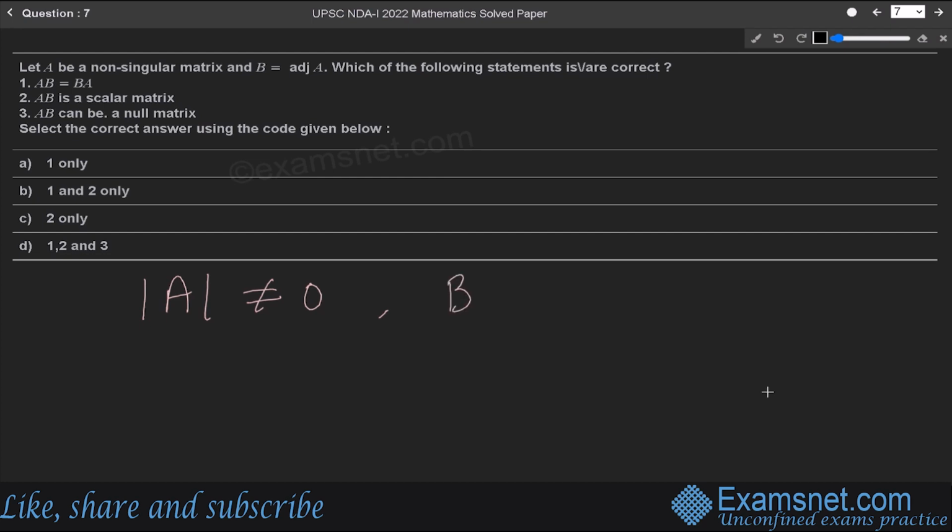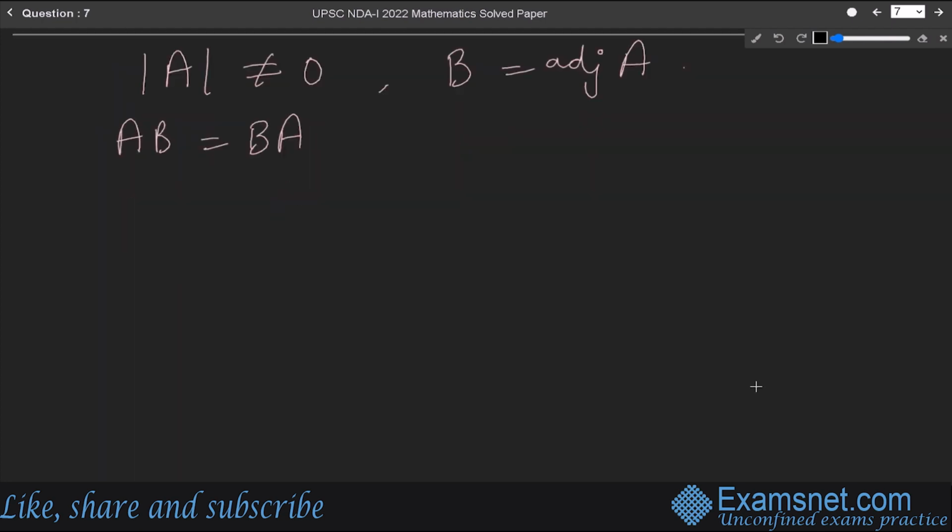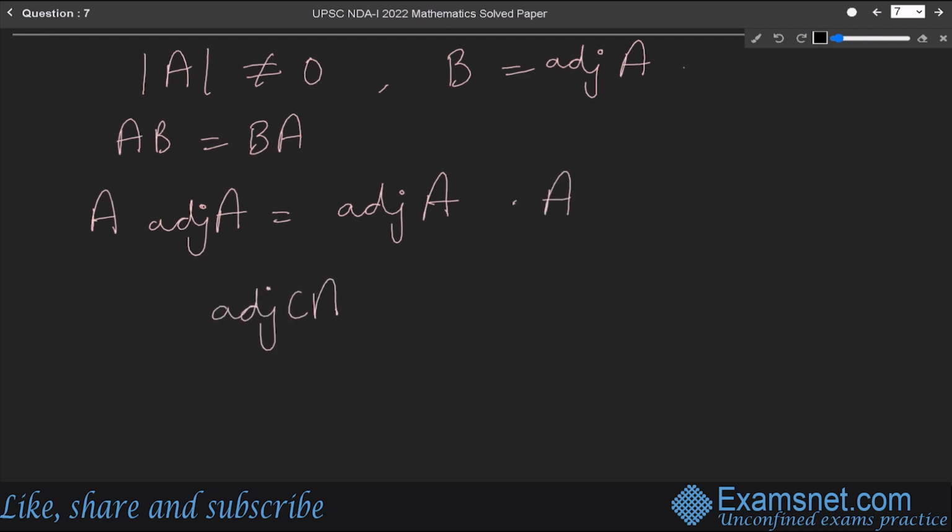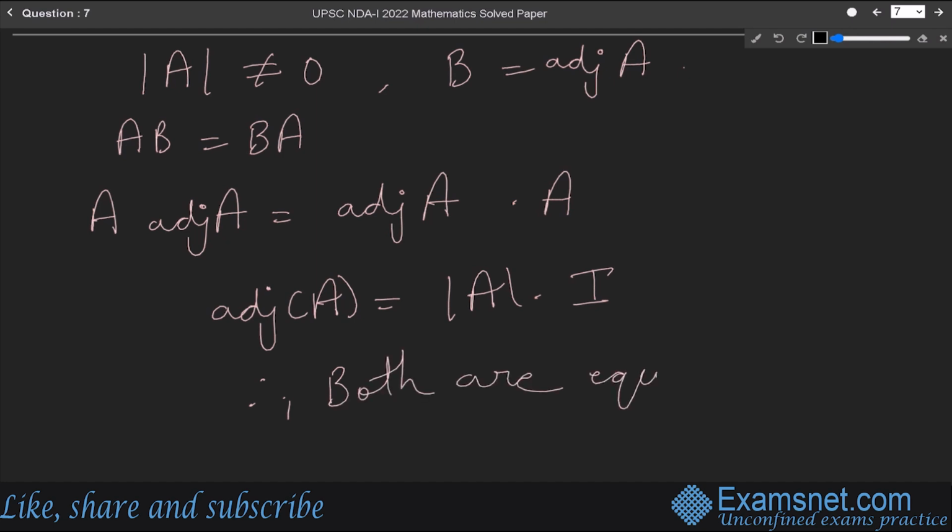And the value of B is given, which is adjoint of A. Let us look at the first statement, which is AB is equals to BA. Putting the value of B here, we get A into adjoint of A is equals to adjoint of A into A. And we know that A into adjoint of A is equals to determinant of A into I. Therefore, both are equal. So we can say that statement 1 is correct.